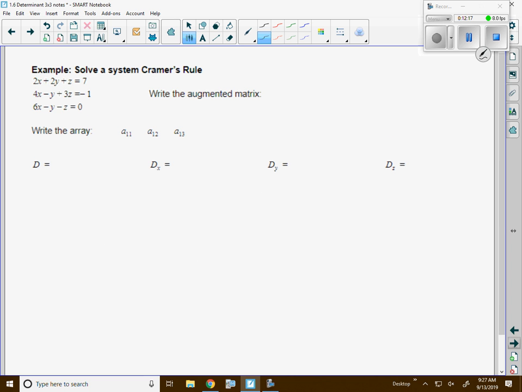So what we're going to do is I'm going to show you the calculator portion now. But let's just get the written part done, and then we'll jump into the calculators, okay? The first thing you're going to do is write the augmented matrix. I gave you the system. Go ahead and write the matrix right next to it.